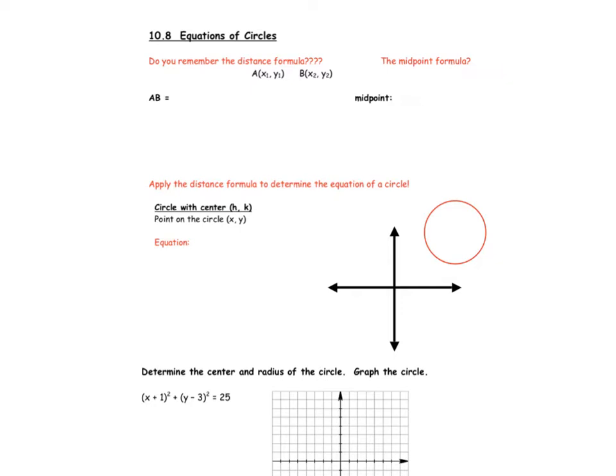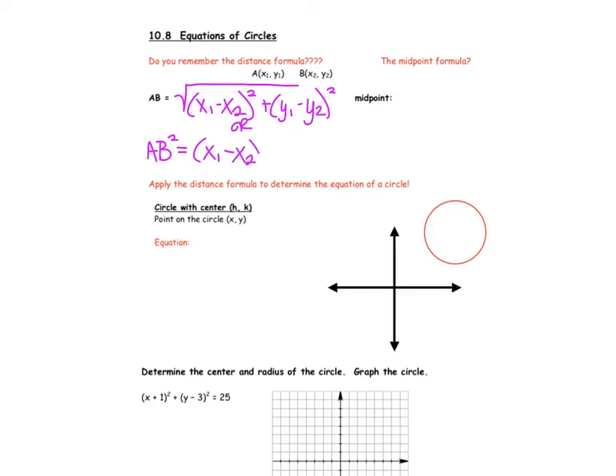So the first one is, given 2 points, the length of that segment, or the distance between those 2 points, is the difference of the x's. Doesn't matter which order I write them in. Square that, plus the difference between the y's, and square it. Equivalently, if I square both sides, I would get segment AB squared equals, squaring a square root, those are inverse operations, so I would get rid of the square root sign on the right.